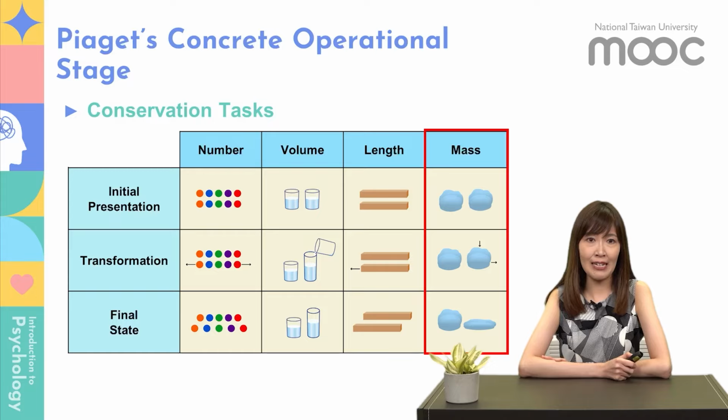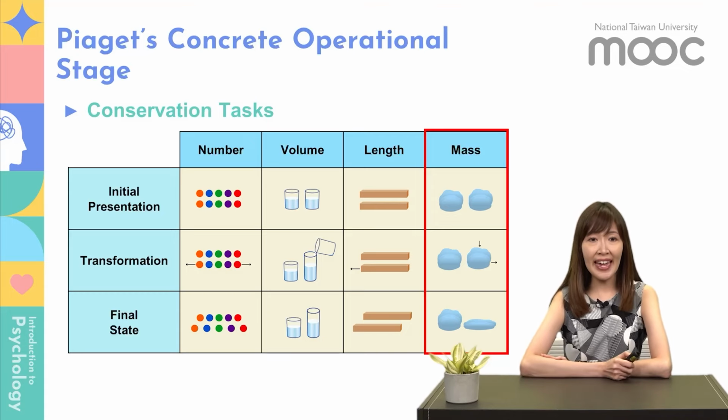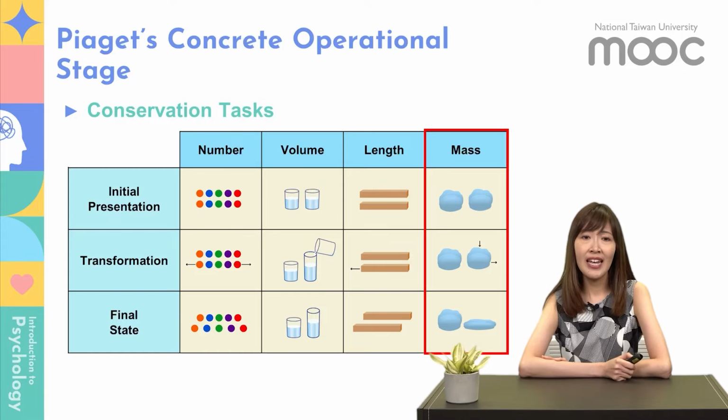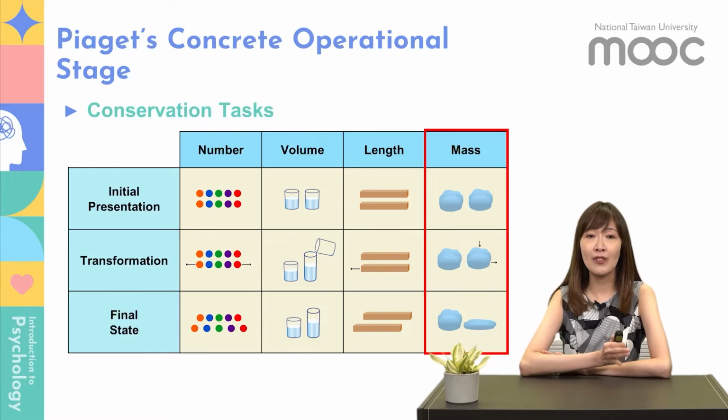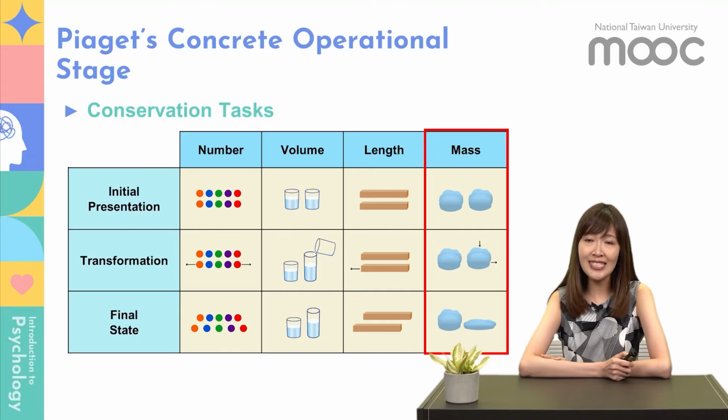Or like the last example for mass. There are 2 pieces of clay, and then we punch the second one, so now it looks flattened. And we ask children, are they the same, or does one piece have more than the other? And children will believe that the flattened piece has more clay. They will believe that the one on the right has more. And why? Because they can only focus on one thing at a time, and they think that you just made changes to the second one, so now it's different and it has more. So that is the important characteristic during the concrete operational stage.